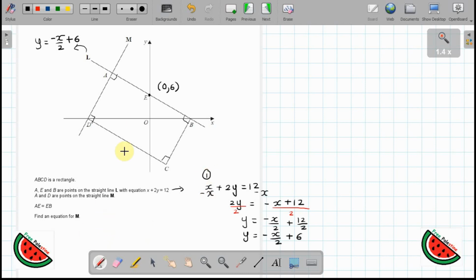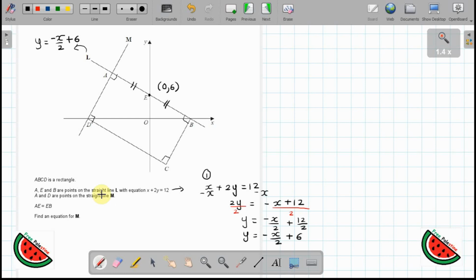Wait, I missed this. It says A and D are points on the straight line M. So A and D are on this line. AE equals EB, so this is equal to this. Find an equation for M.